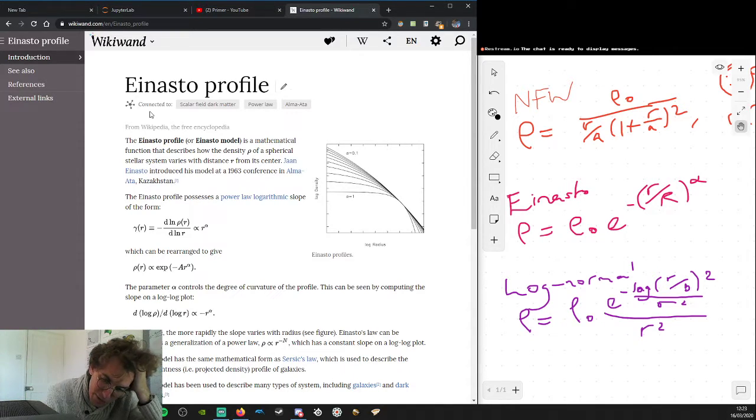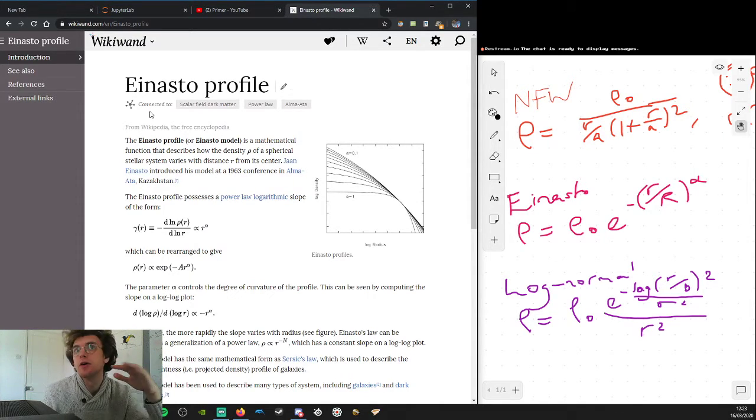Come on iPad, you can do it. Is it just that there are too many lines on the screen? It's 4 pi rho r squared over the mass of an individual particle.